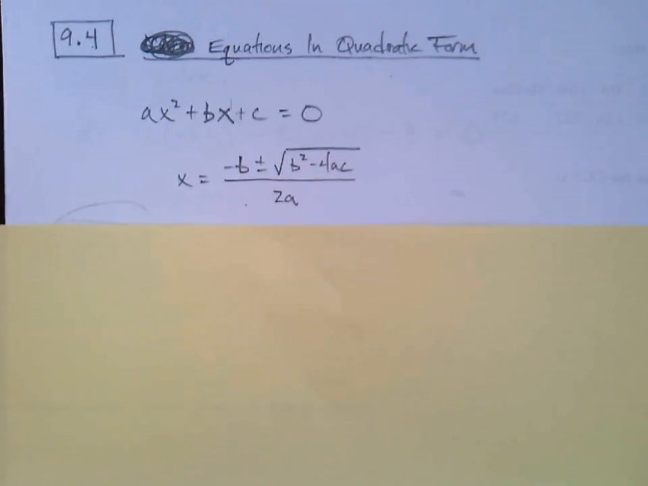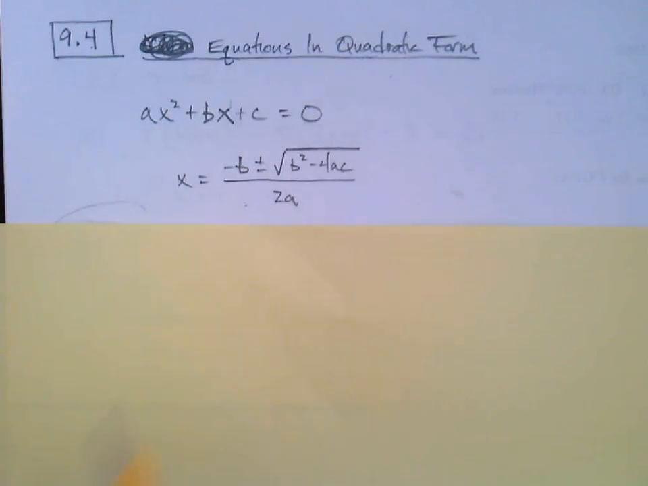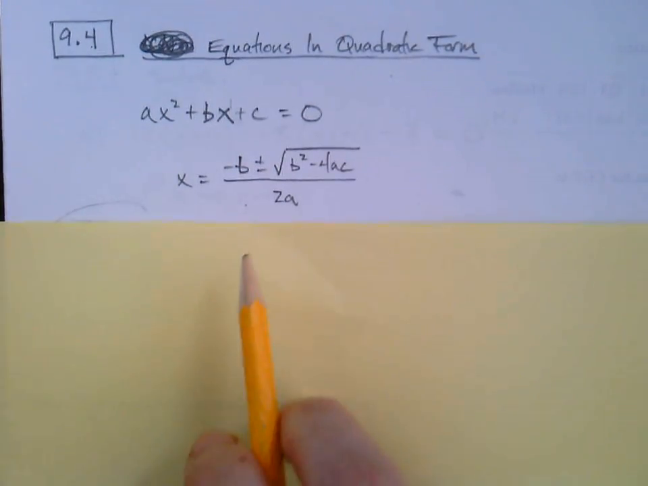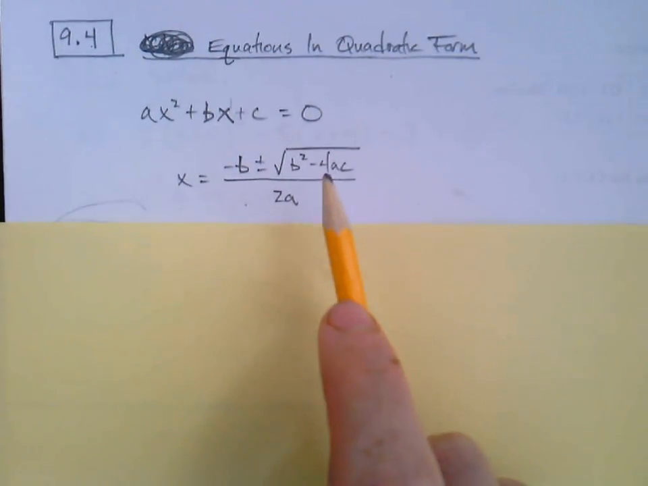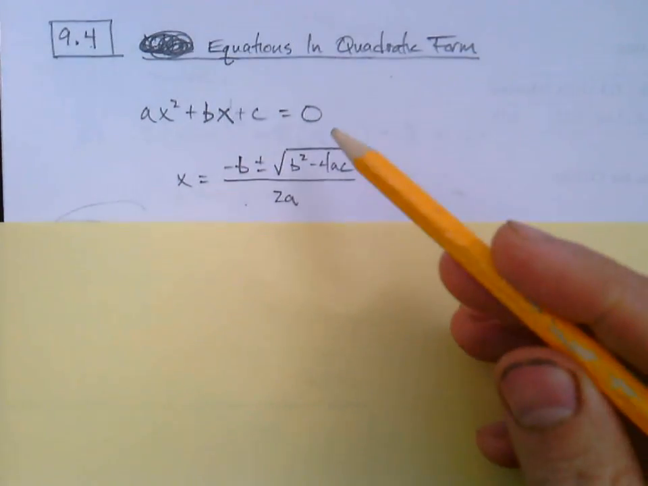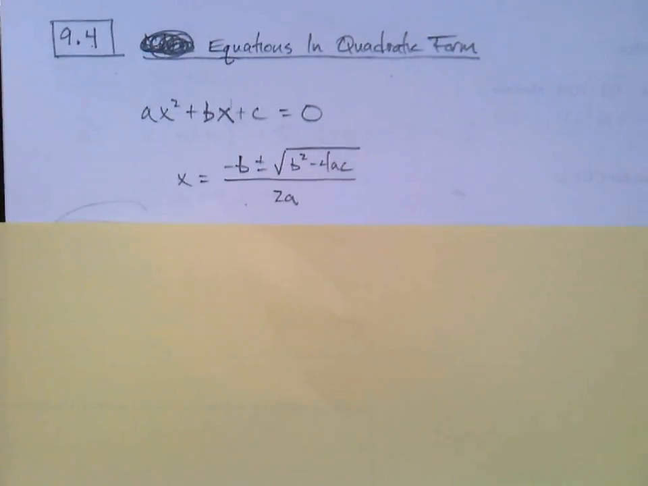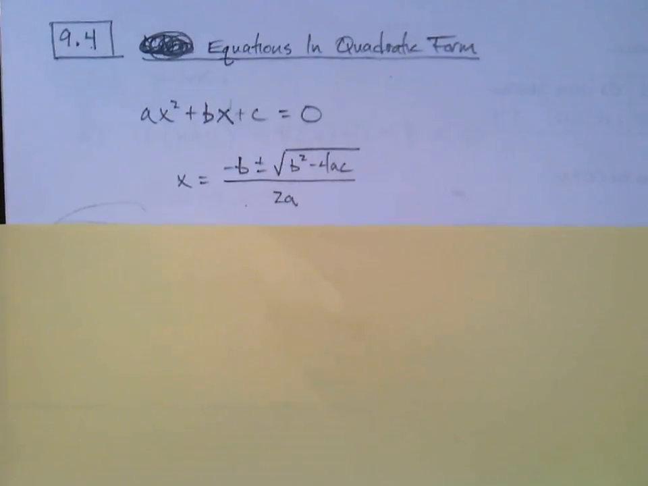Now, what's great is, if you remember where this came from, completing the square, you can prove that formula. At the end of the day, you just need to know this. And so it's a really nice way to solve any quadratic equation just by plugging in the values of a, b, and c. So we're going to take this one step deeper.